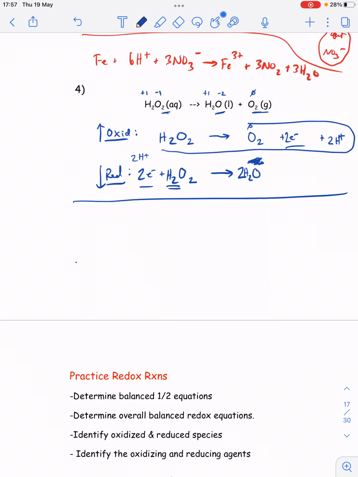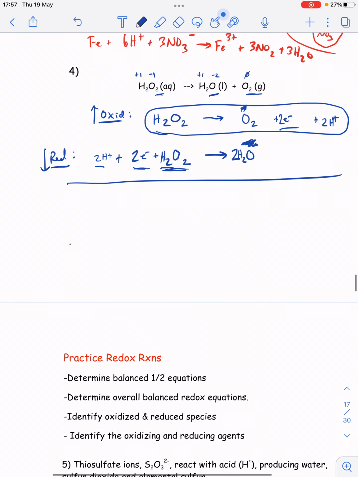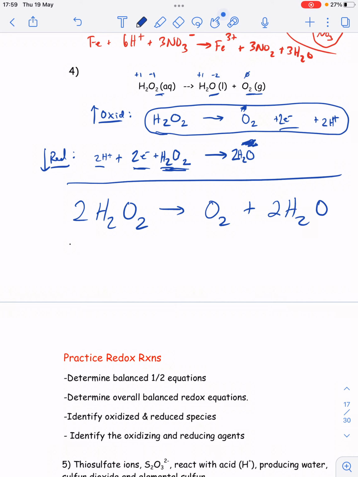H2O2 becomes O2 plus 2 electrons plus 2H plus. That's the oxidation half equation. The reduction half equation is 2H plus, let's move that down, 2H plus, 2 electrons plus H2O2 makes 2 water molecules. And when you put it all together, the H plus and the electrons cancel, and the H2O2s actually combine. And so you get 2 H2O2 makes O2 plus 2 water molecules. And that is the overall balanced equation.